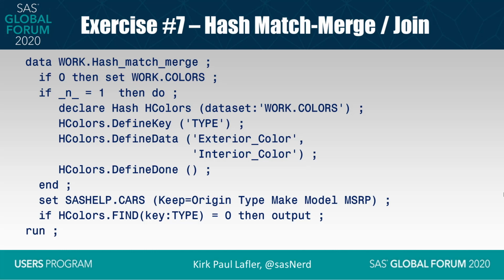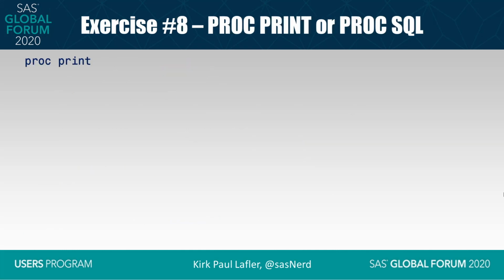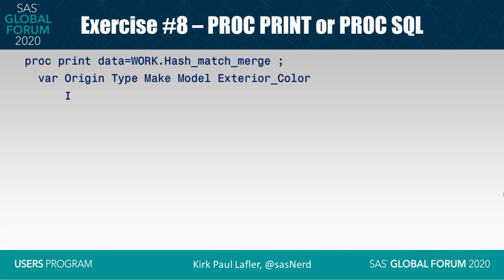We're defining our key as type, and our data as exterior color and interior color in the hash object. Then we're going to read the SASHELP.CARS as a disk-based operation and process the match merge just as if we were doing a data step merge or an SQL join with the intersect.